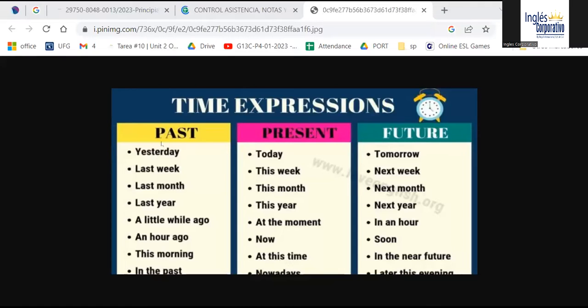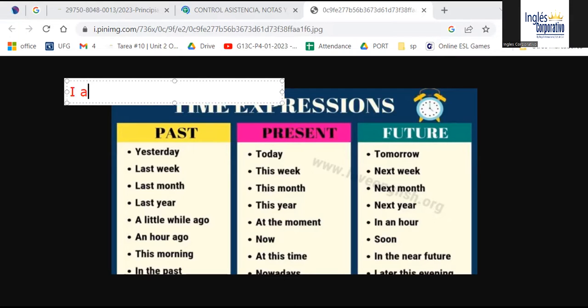We have past. The time expressions that we use in the past are yesterday, last week, last month, last year, a little while ago, an hour ago, this morning. Time expressions for the present tense, you have today, this week, this month, this year, at the moment, now, at this time, and nowadays. So we just have some of them, but there are some more. And you have some other time expressions that you can use, for example, with the present continuous or with future tense, like tomorrow, next week, next month, next year, in an hour, soon, in the near future, or later this evening.